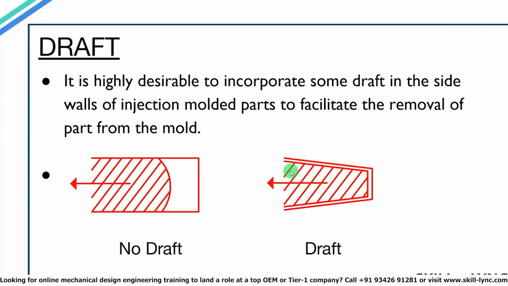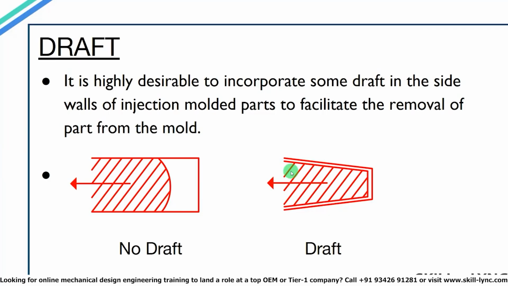Draft angle is an inclination from the vertical axis of the mold, or you can say a taper provided in the molds. In the case of plastic molding, a small draft angle is always provided for the components being manufactured. This is done to facilitate easy removal of components from the mold.